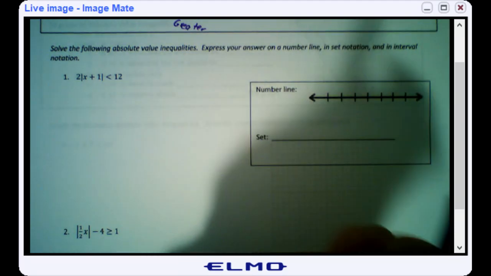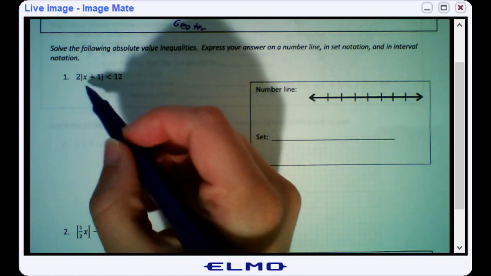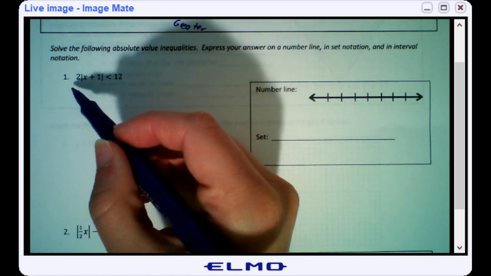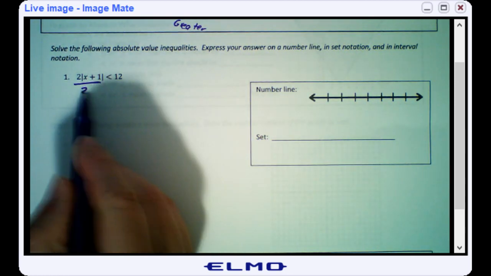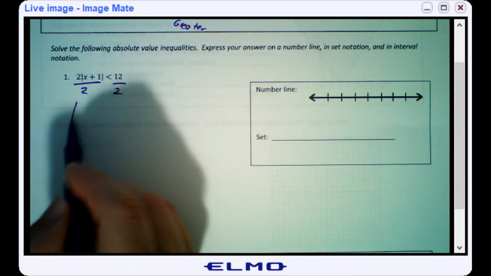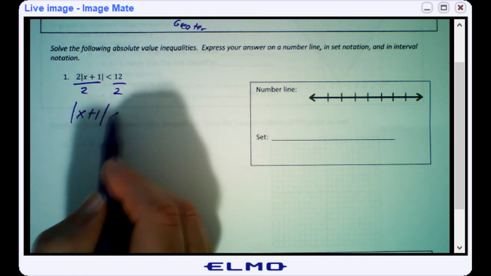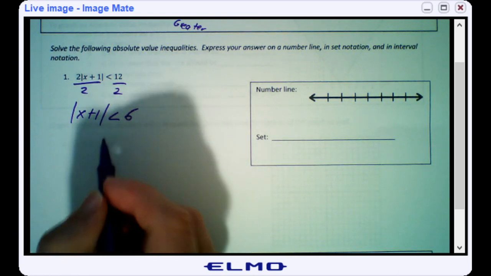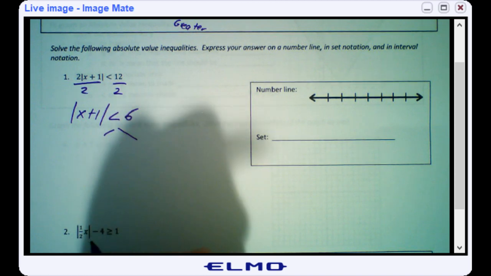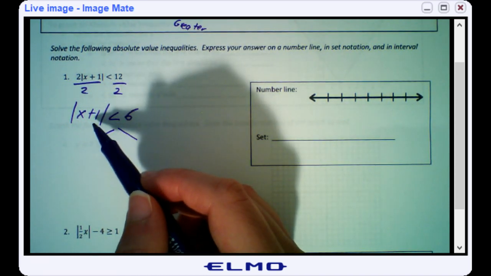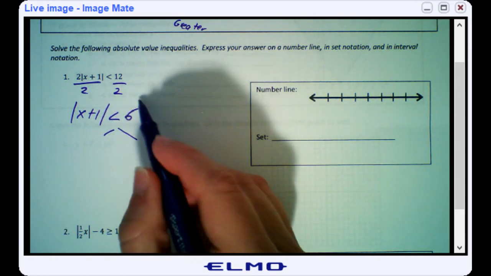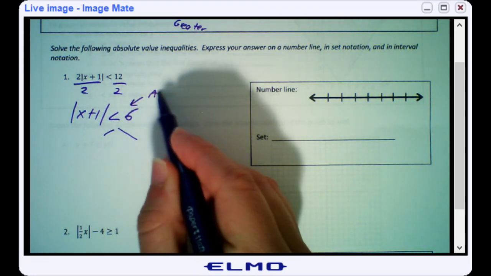So for problem 1, there's my absolute value bars, but there's a 2 on the outside. So I need to move that first. I'm going to divide both sides by 2. We get absolute value of x plus 1 is less than 6. And I'm going to put it into my 2 problems. Right here, absolute value is by itself. It's less than something, so this tells me it's a land or an and problem.